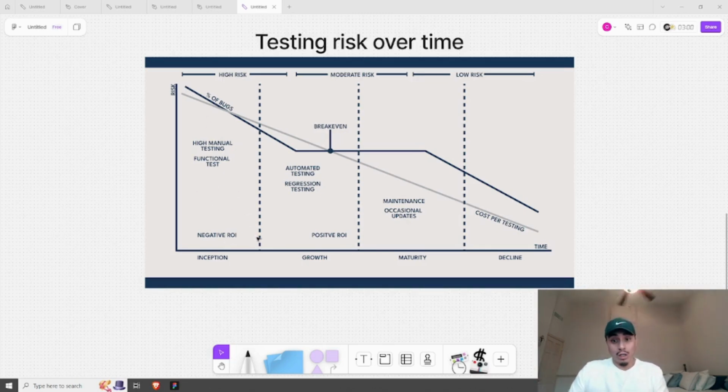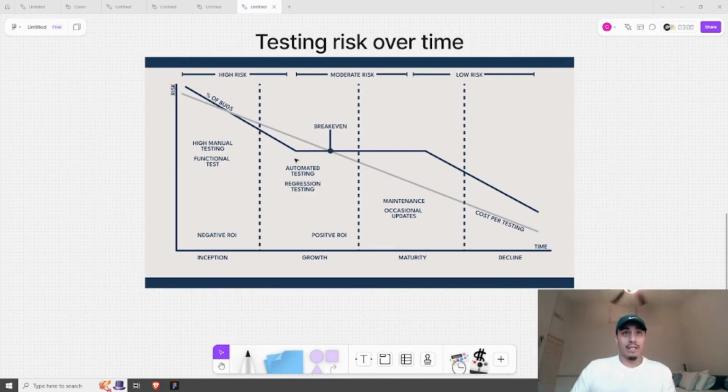As time goes on, as the product grows and matures, you have a really good understanding of the expectations of the product's performance. And during that time, you can start implementing things like automated testing or some form of regression testing. That way you know what to expect, and your efforts when it comes to high manual testing decreases. And that's where you get a positive ROI. And there's this break even point whenever it comes to costs of testing over time.